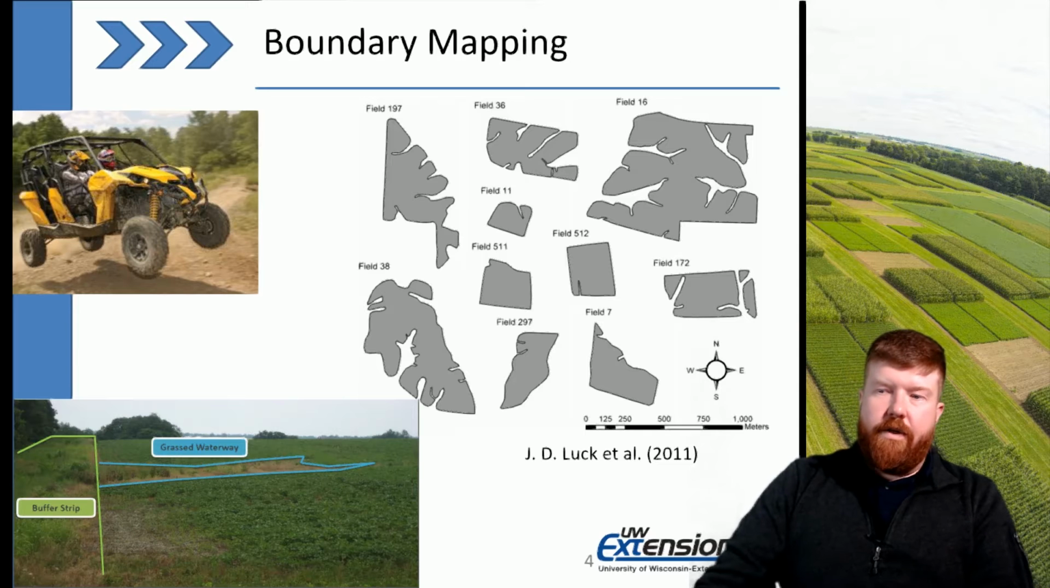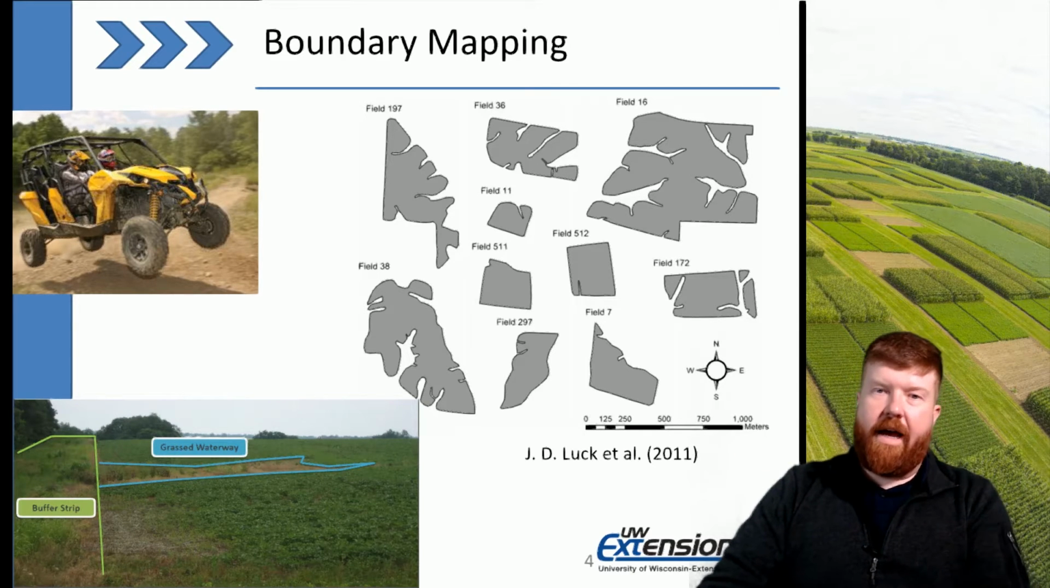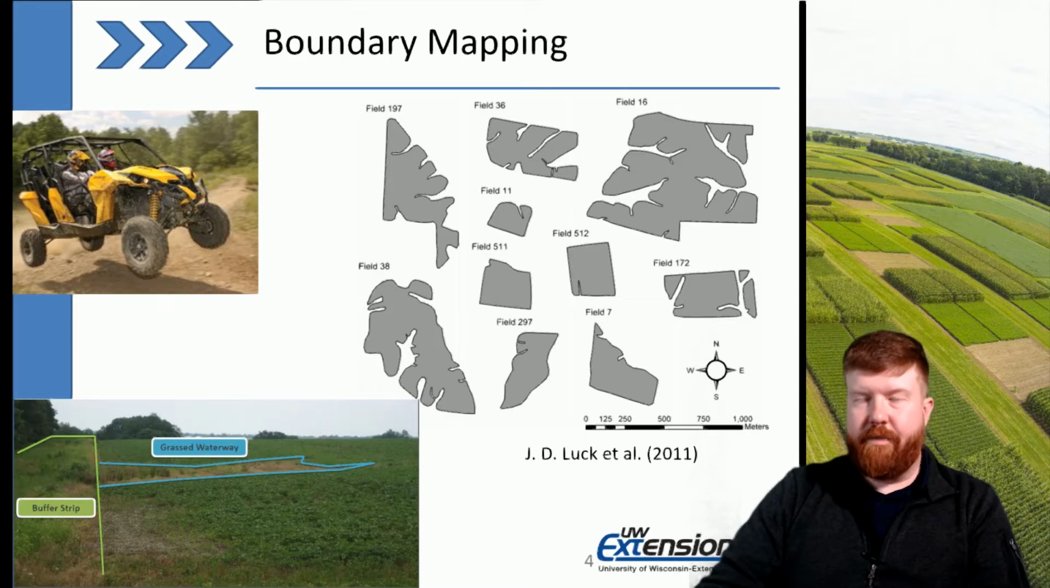One of the first things we can do with this, since we all have perfectly square fields, we don't really have any trouble mapping field boundaries, which is not the case, obviously. But using your smartphone to map a field boundary is not the worst thing in the world. You can identify areas such as buffer strips and grass waterways that don't need any application during the growing season, and we want to maintain those areas to minimize environmental impact due to production.